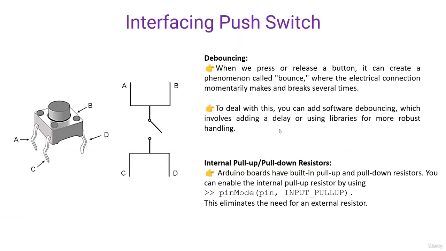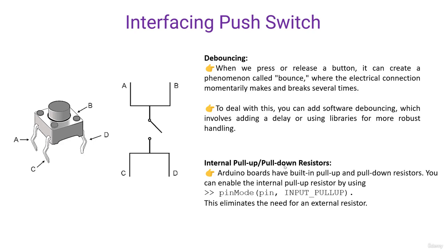And another concept related to the push switch that we just mentioned is the pull-up and pull-down resistor concept. The Arduino board has built-in pull-up and pull-down resistors, and to enable the pull-up resistor, we have to use the pinMode command with INPUT_PULLUP. The syntax will be pinMode, within the bracket we use the pin, then a comma. Instead of INPUT, we have to use INPUT_PULLUP to enable the pull-up resistor.